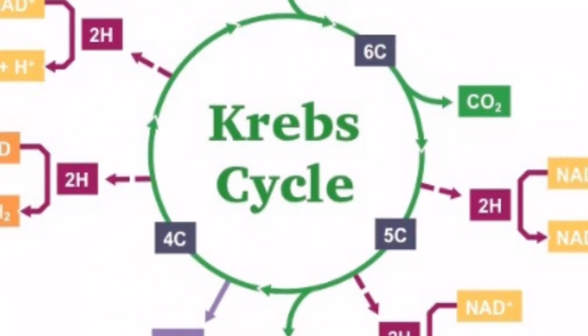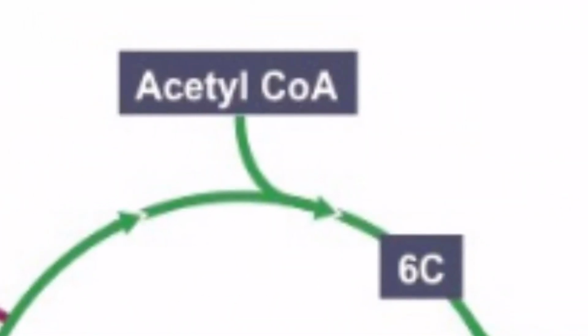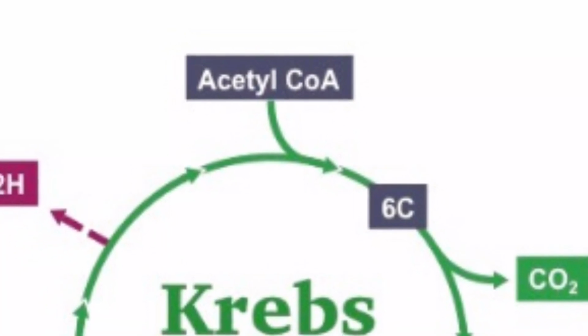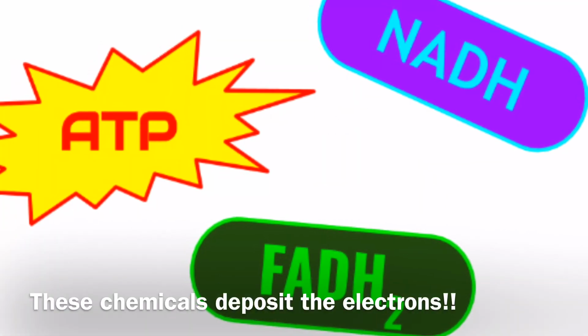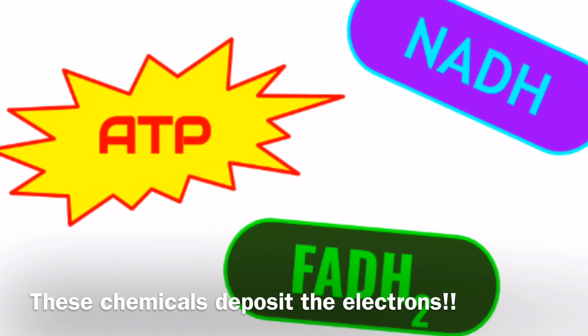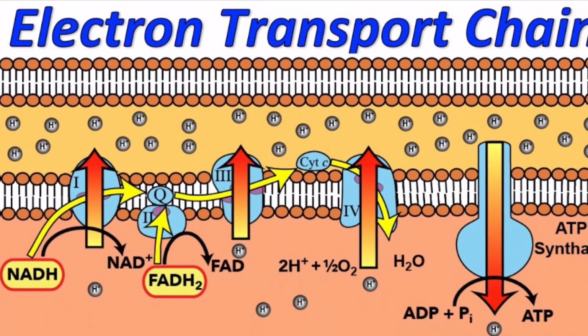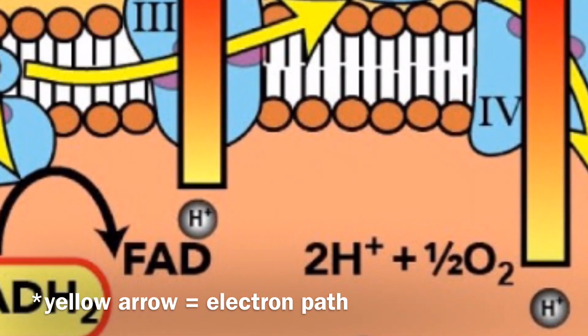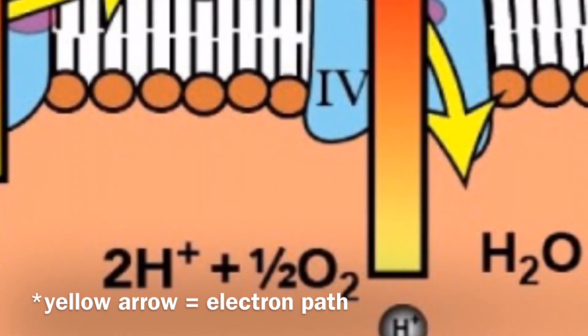Next, the Krebs cycle, where acetyl CoA combines with a 4-carbon molecule to make all these chemicals, and they deposit electrons to the electron transport chain. Electrons move down the gradient until they reach O2.